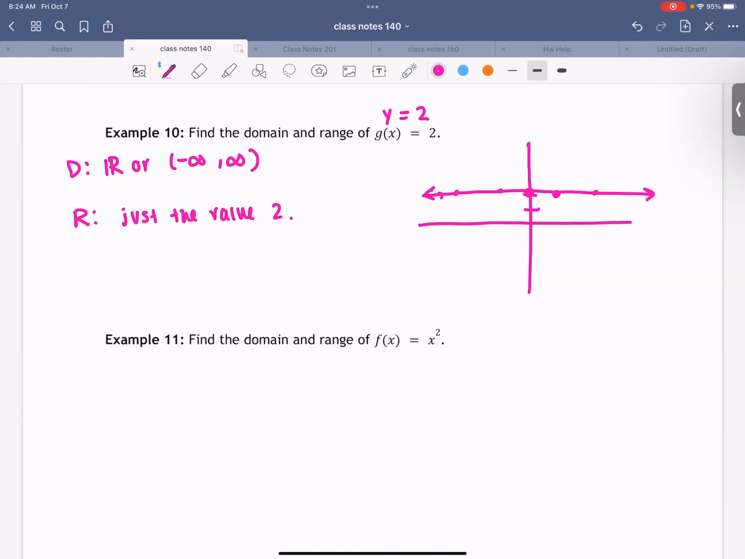And I know there's really no way to write this in set builder notation. The way this is written is to write 2 and put it in curly brackets. Okay, so when you have an isolated number or an isolated list of maybe 4 numbers, we use curly braces instead of brackets or parentheses. Any questions on example 10?